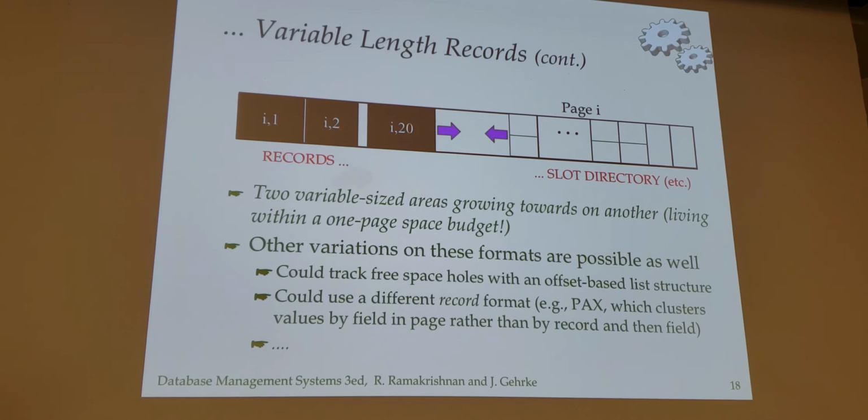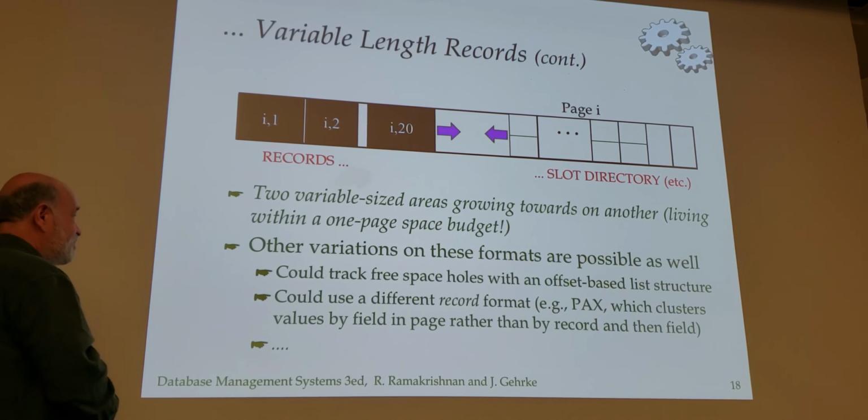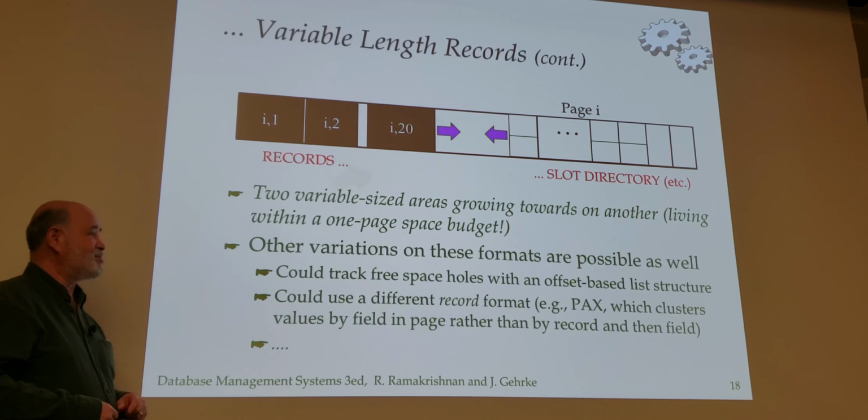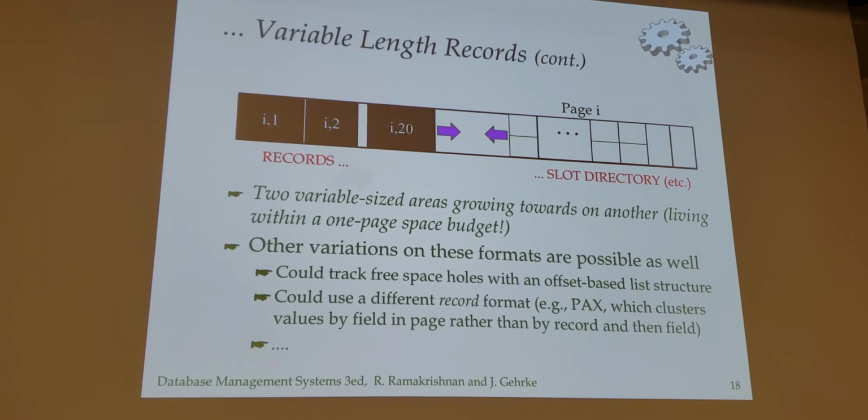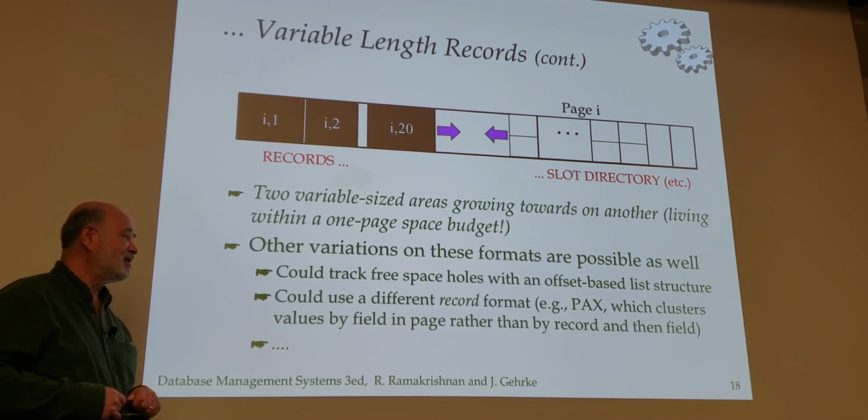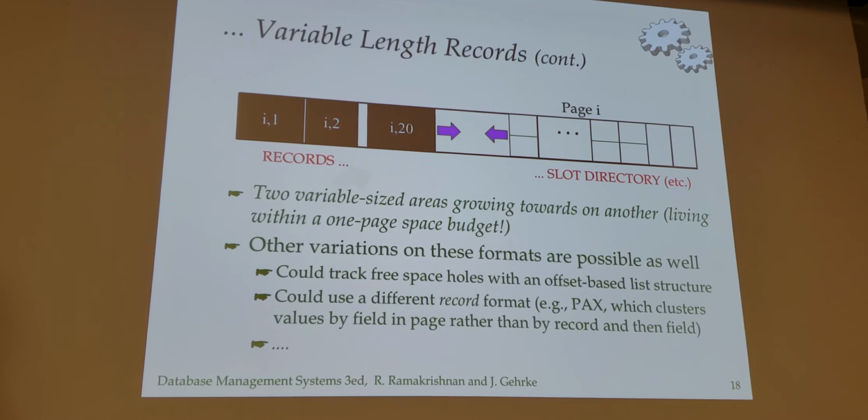Not a good thing. Okay, so you have 2 areas growing toward each other within a 1-page space budget. And there are all kinds of variations of this. As I mentioned, you could keep track of the free space holes and maybe compact periodically. You could end up using a totally different record format. There's something called PAX, which is kind of interesting. I'm going to be telling you about column-based storage.